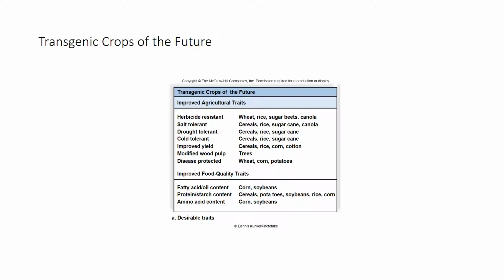Okay, so we have these crops that have become herbicide resistant, salt tolerant. You can go down the list here, disease protected, and it helps them have a better shelf life when they're in the grocery store, and it also helps farmers be able to have bigger crops and basically hardier plants. Okay, and that's it.